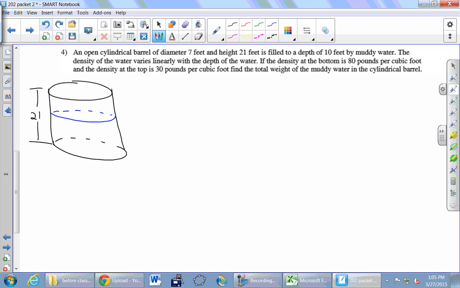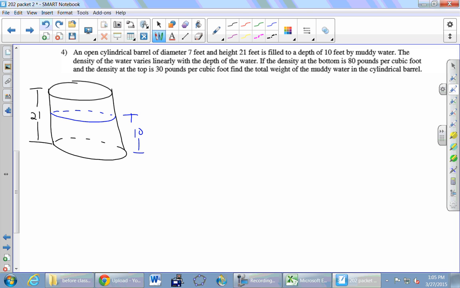Thank you. Why is it impossible? Okay, so we've got this muddy water taking up the bottom 10 feet of this 21-foot tall barrel. It's a big barrel. What's that? Yeah, the 21 feet, we just need to do 0 to 10 is what we're interested in here.